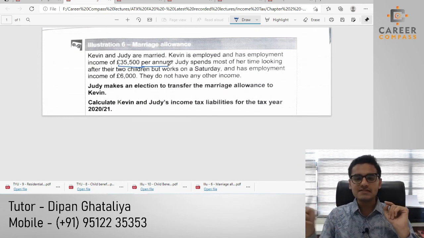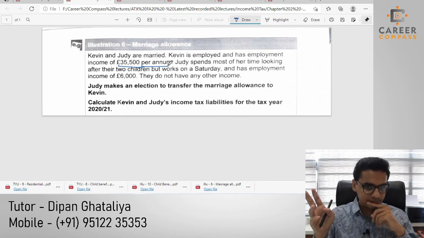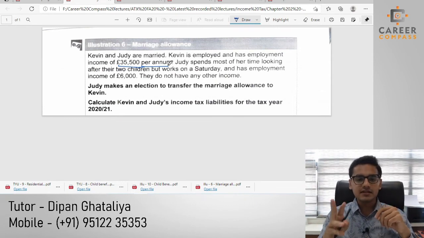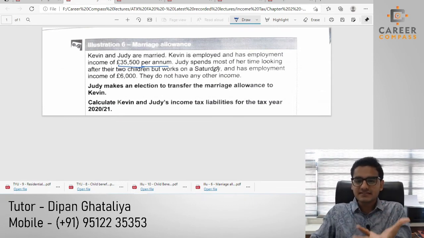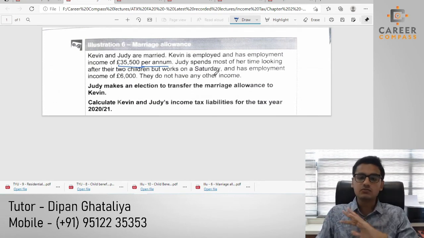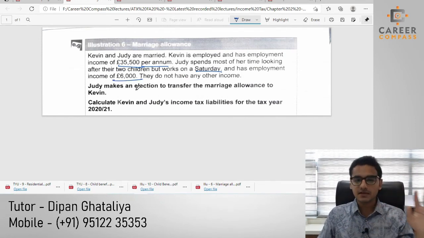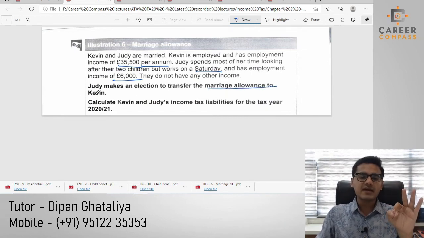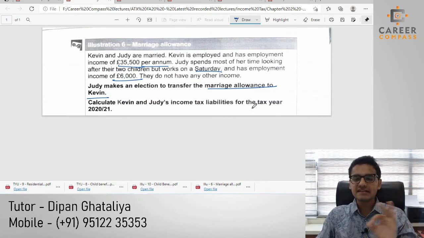Then, Judy spends most of her time looking after their 2 children, but works on a Saturday. That means they are talking about the wife. She works only on Saturday and has employment income of 6,000. They do not have any other income. Judy makes an election to transfer the marriage allowance to Kevin, that means to the husband. Calculate Kevin and Judy's income tax liabilities for the tax year 2021.